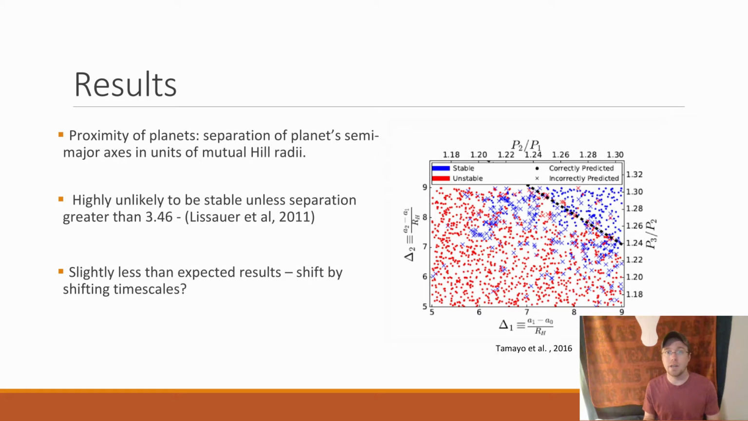The authors in their method used 10 to the 7th orbits, whereas that model was generated using 10 to the 9th orbits. So again, the authors are arguing that if they shifted it, and had they used 10 to the 9th as well, they would get similar or maybe even better results.